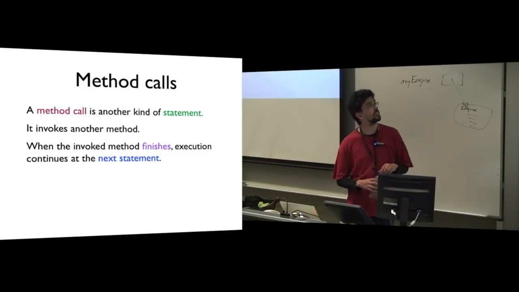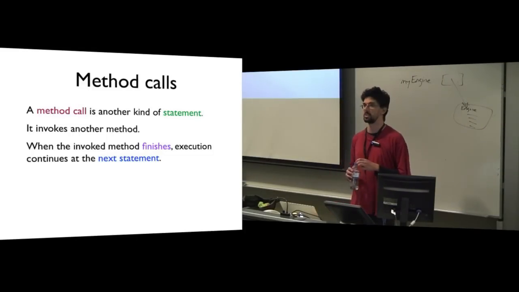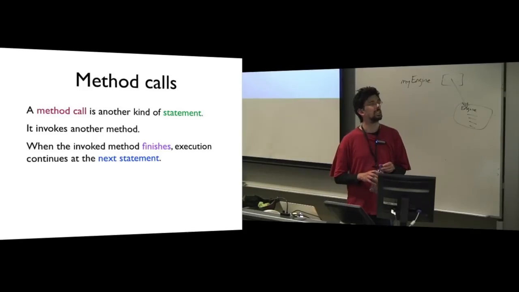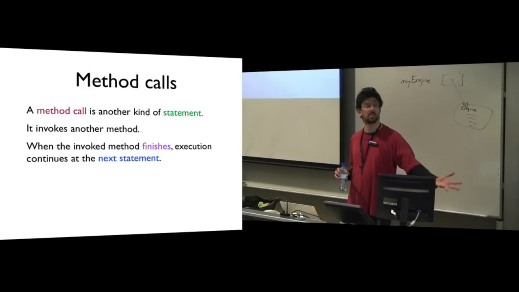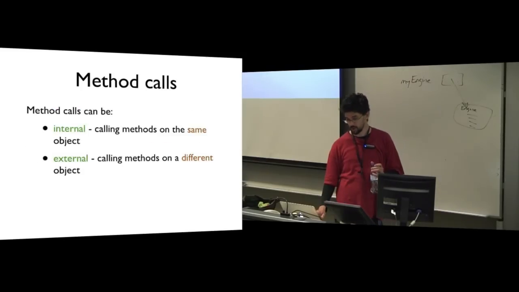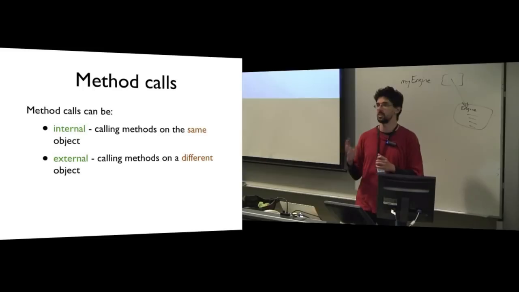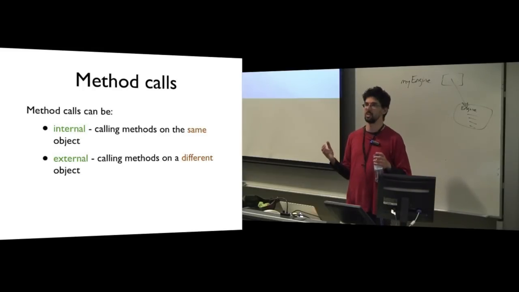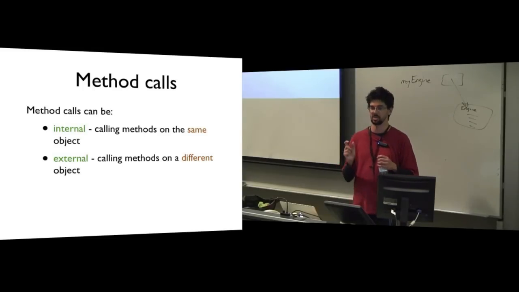A method call is going to be another kind of statement in our program. It's something that invokes another method and runs the method until it finishes and then comes back and keeps on executing the next statement. There are two different kinds of method calls that you'll encounter. They're very similar, but they have one important difference.